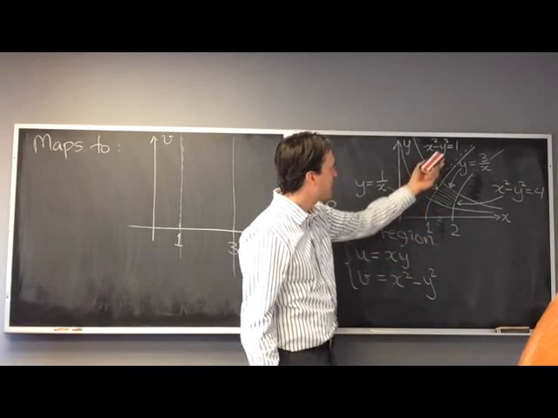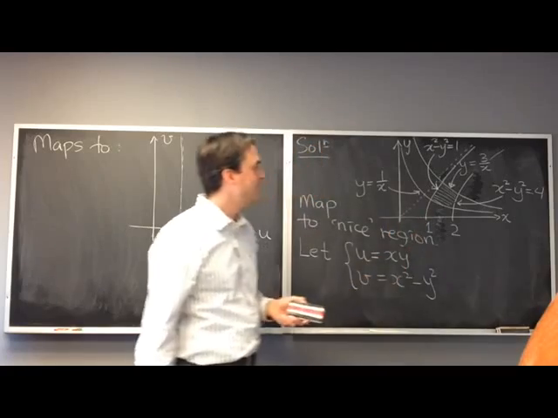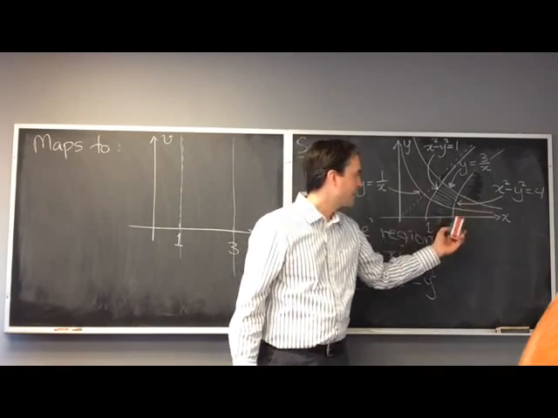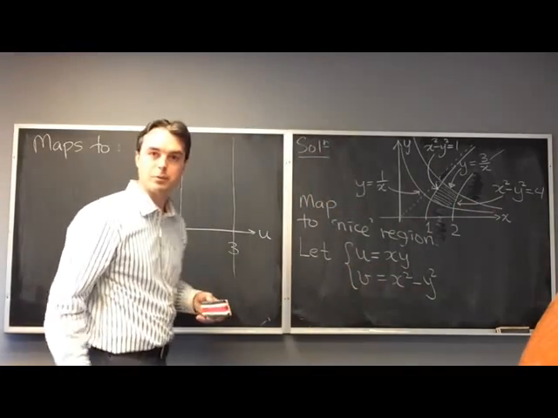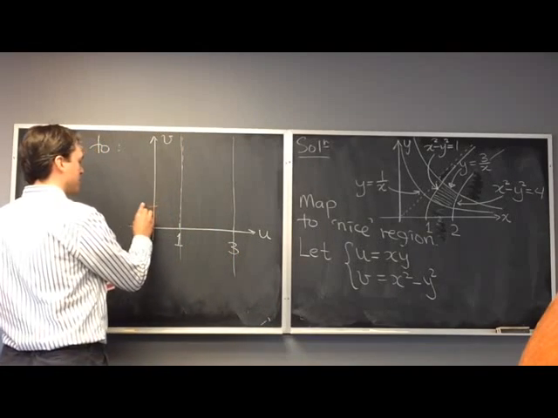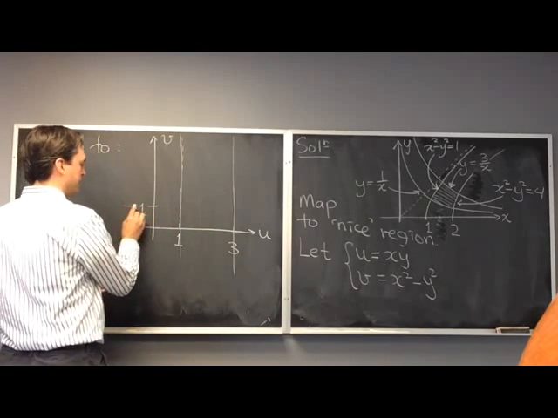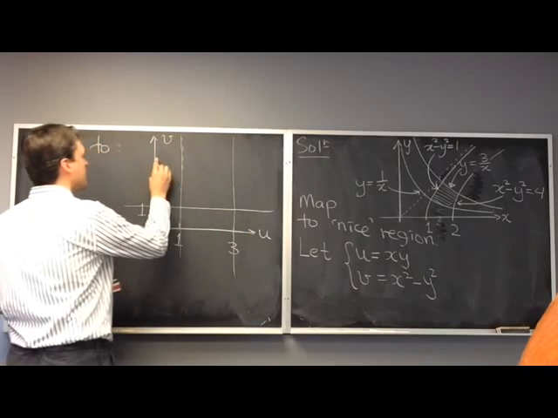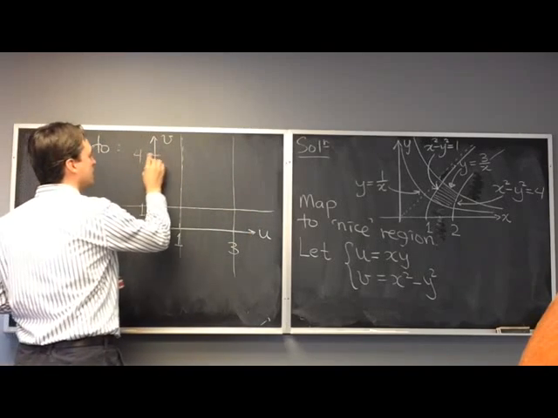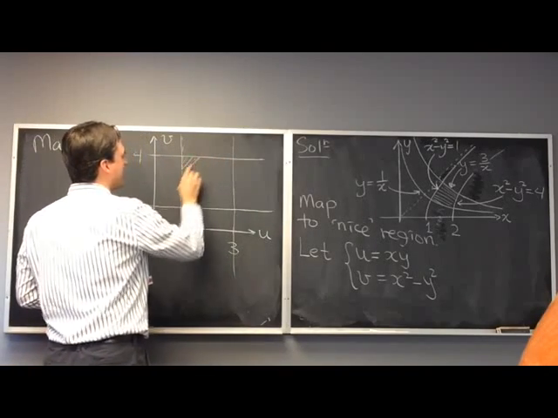And then the other ones, x squared minus y squared equals 1 gives you v equals 1, and x squared minus y squared equals 4, of course, maps to v equals 4. So one of the boundary curves is at 1, and the other boundary curve is at 4. And you can see that's bounded here.